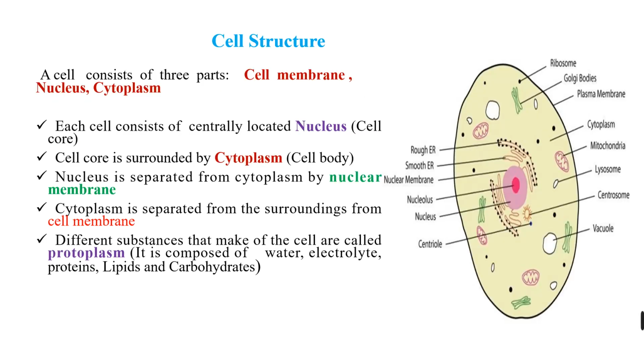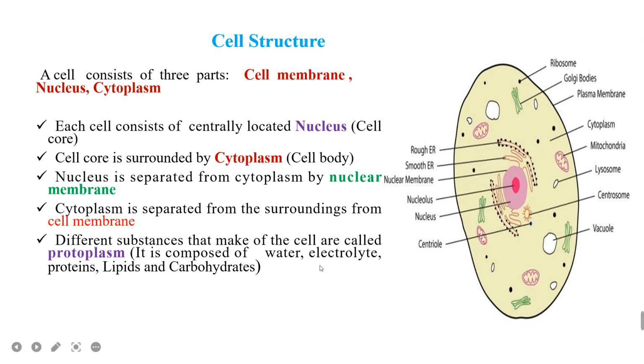new cells. If you look at the cell structure, the outer layer is the cell membrane, and the nucleus is there. The nucleus is separated by a nuclear membrane, and we have the cytoplasm. The main parts are the cell membrane, nucleus, and cytoplasm. The different substances available in the cell are called the protoplasm.